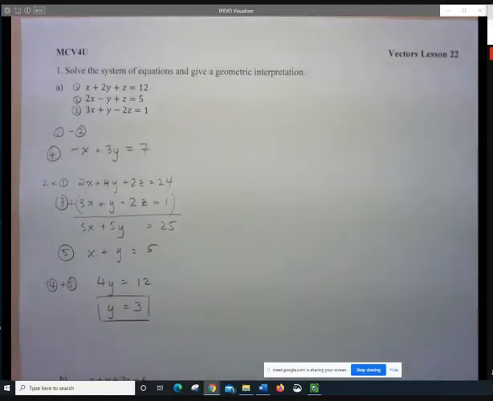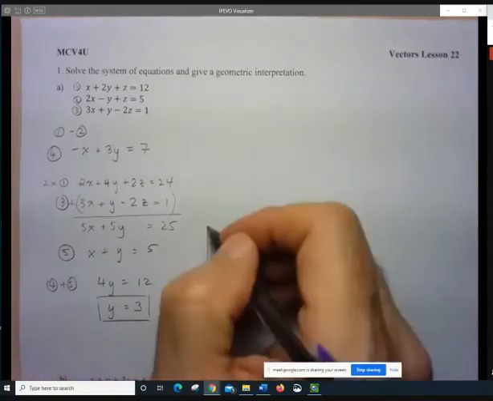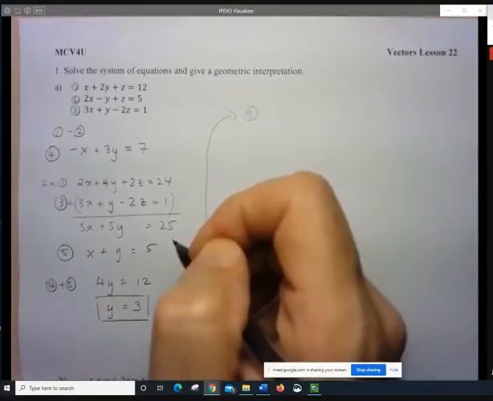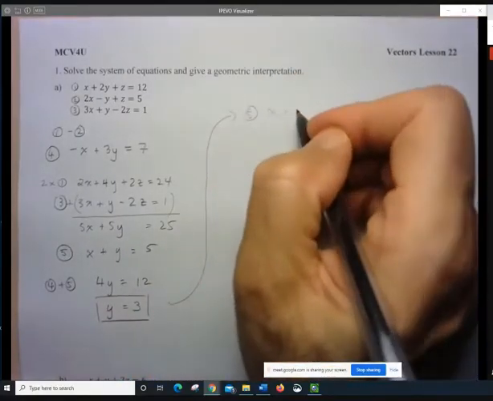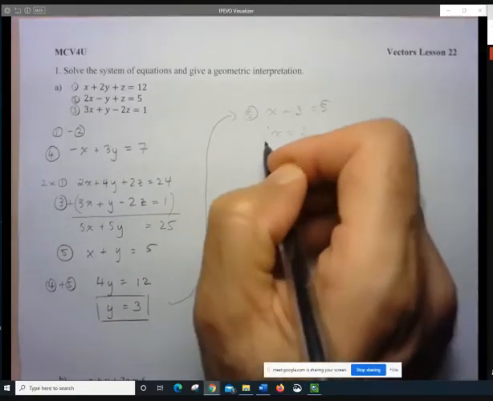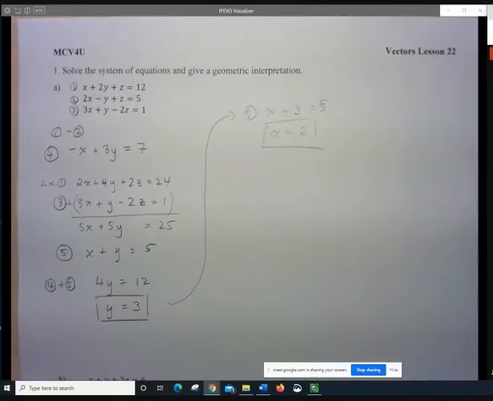Don't think too hard. Plug it in. There you go. Plug it into one of these two equations to find the x value. So here, I'll use equation 5 because that looks a little easier. And we have x plus y, which we now know is equal to 3. And there you go. X is equal to 2. And now that I know what x and y are equal to, what's the final step?